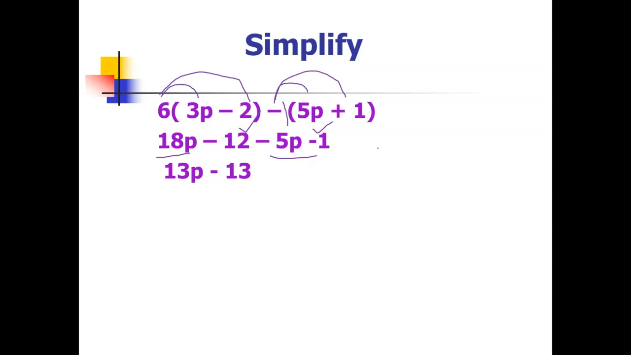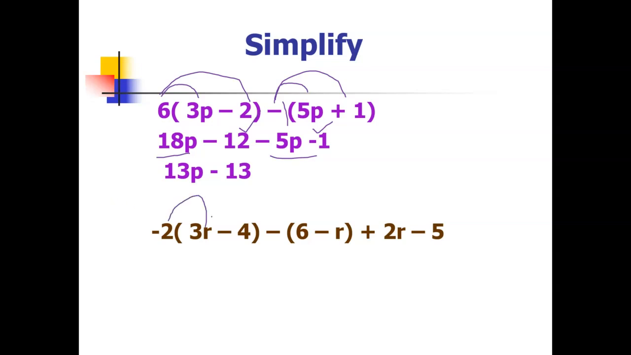Let's try one more. Negative 2 times 3r minus 4, minus 6 times r plus 2r minus 5. Here we are distributing again. Negative 2 times 3r is a negative 6r. Negative 2 times negative 4 is a positive 8. Negative times positive, negative 6. Negative times negative r, positive r. Let's bring down the 2r and minus 5 as is.